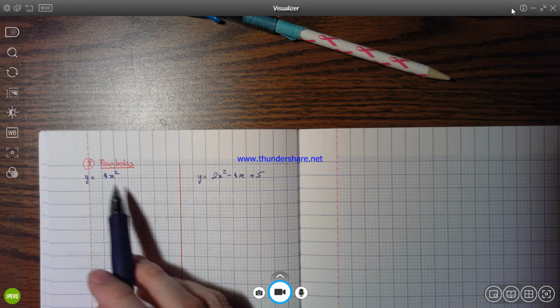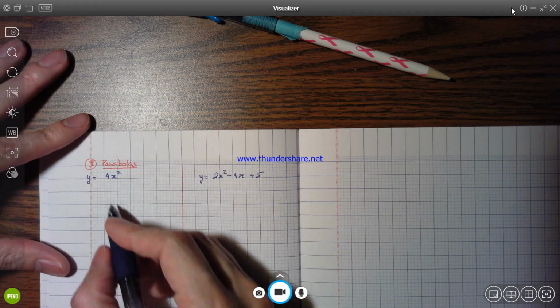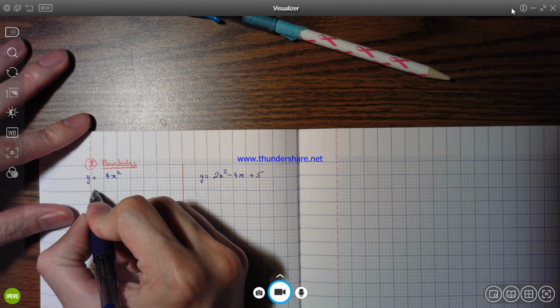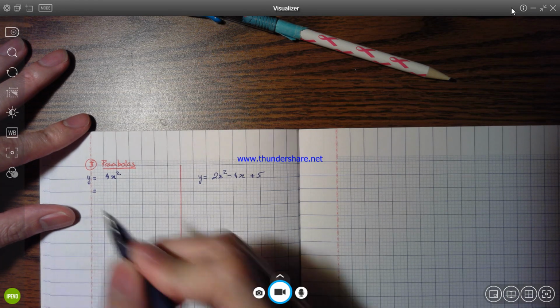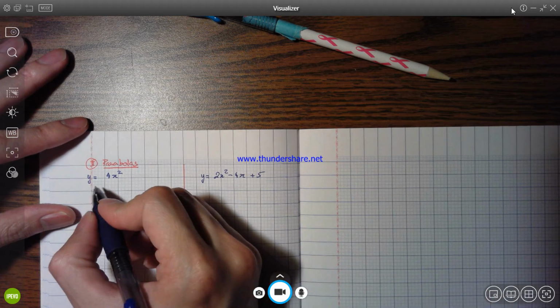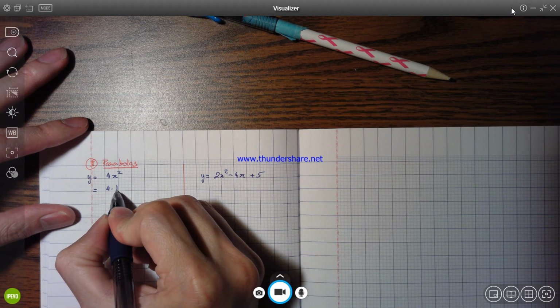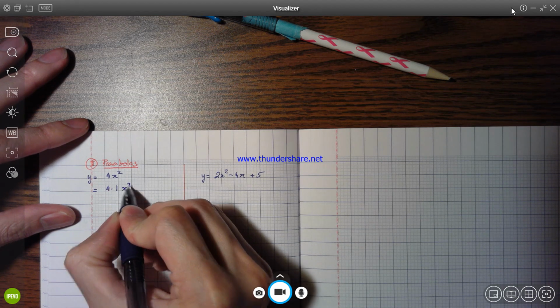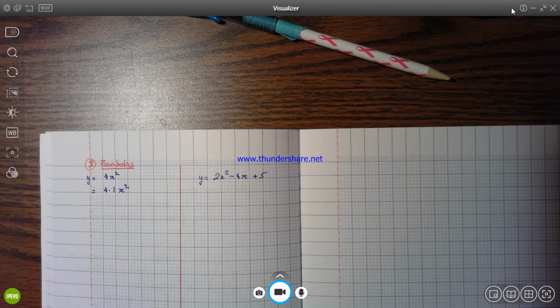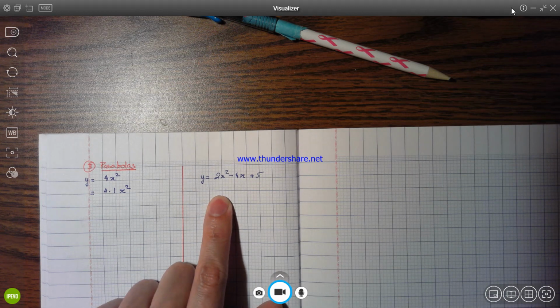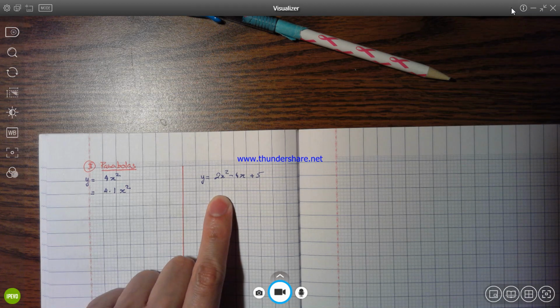So this parabola I can manipulate a little bit more. I can write it equal to 4 times 1 x squared, right? And for this one, I can use the concept called completing the square, the one we already learned in college algebra also. So I can write like this.